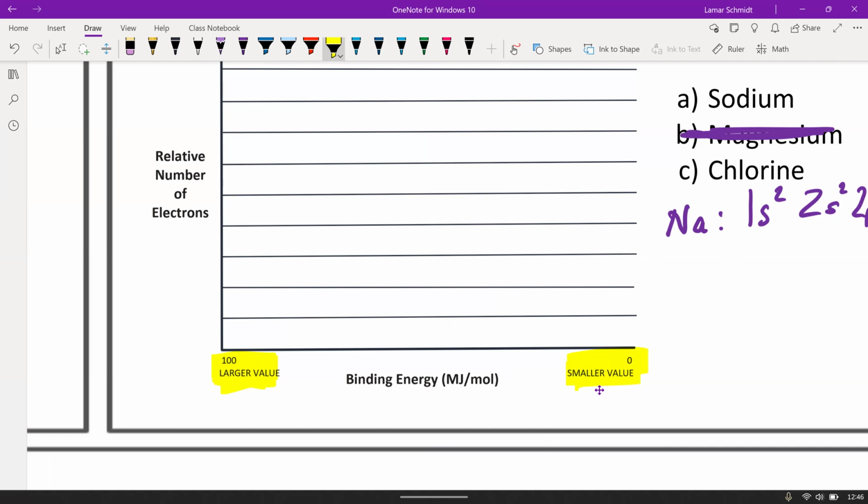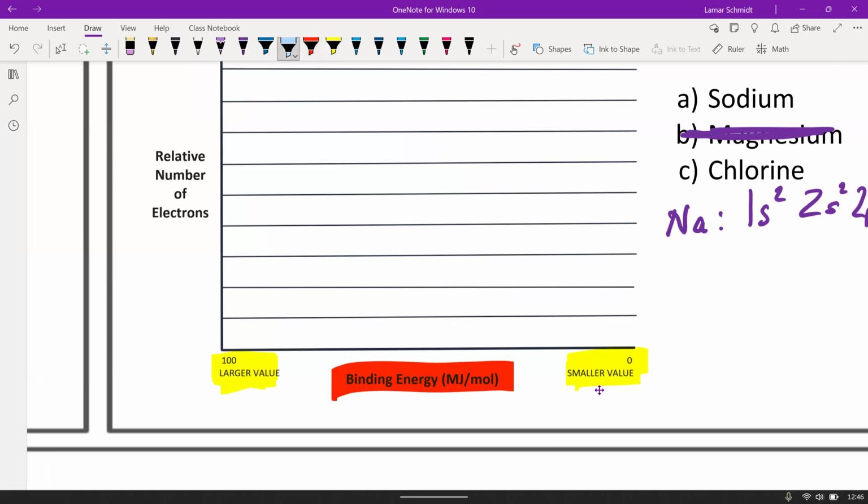Notice the x-axis is also dealing with what? Binding energy. That's a big deal. Don't you think it's important to pay attention to the labels of your graph? Yeah, that's a big deal. So moving left to right, it's referring to binding energy. So here's binding energy.